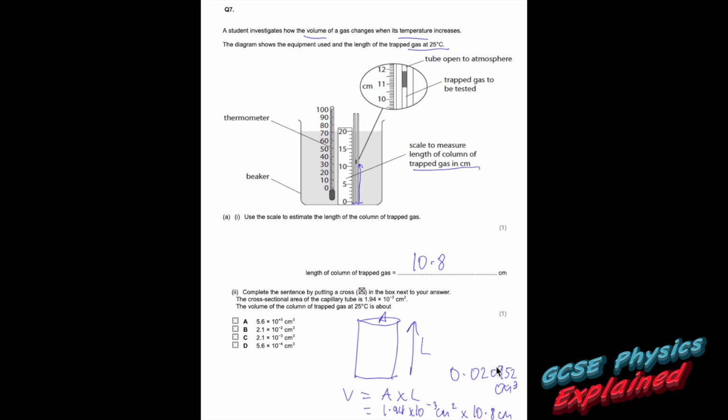Right, let's pop it into standard figures. So that's 2.0952 times 10 to the minus 2, because there's two nothings there. So that'll be this one, B. 2.1 times 10 to the minus 2. Well, ours would round up to 2.1.